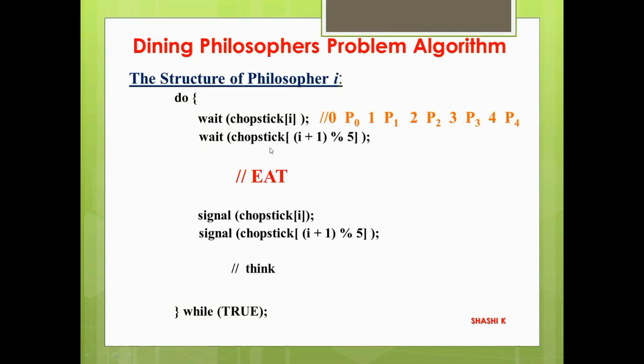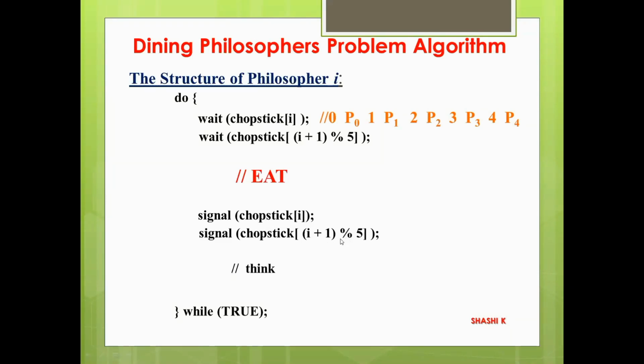Again, if the right chopstick is available, then the value of the right chopstick will be equal to 1. So he will try to grab the chopstick by decrementing the value of the chopstick semaphore, and make it 0. After grabbing both the left chopstick and the right chopstick, the philosopher enters the eating state. After finishing eating, he will execute the signal operation on the left chopstick and the right chopstick. When he executes the signal operation, the value of those chopsticks becomes equal to 1.